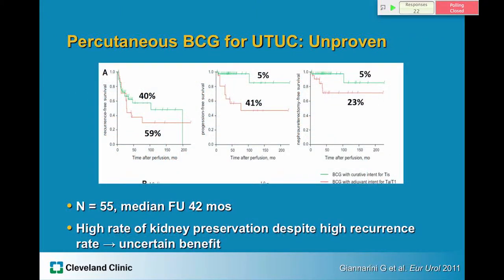This study out of Switzerland looked at the use of BCG. The use of BCG for upper tract disease is unproven, but they looked at it either adjuvantly or for patients with upper tract CIS. And in 55 patients, again, they had very high recurrence rates, although high rates of kidney preservation. And it appeared that patients with upper tract CIS did better than those with T1 or Ta disease.